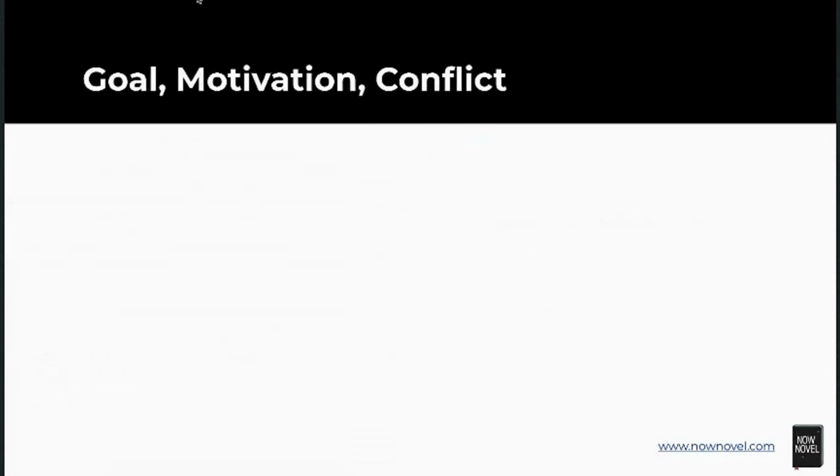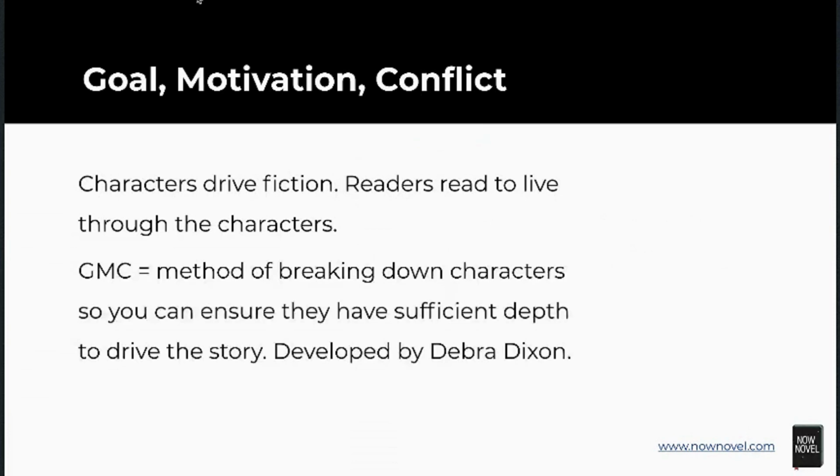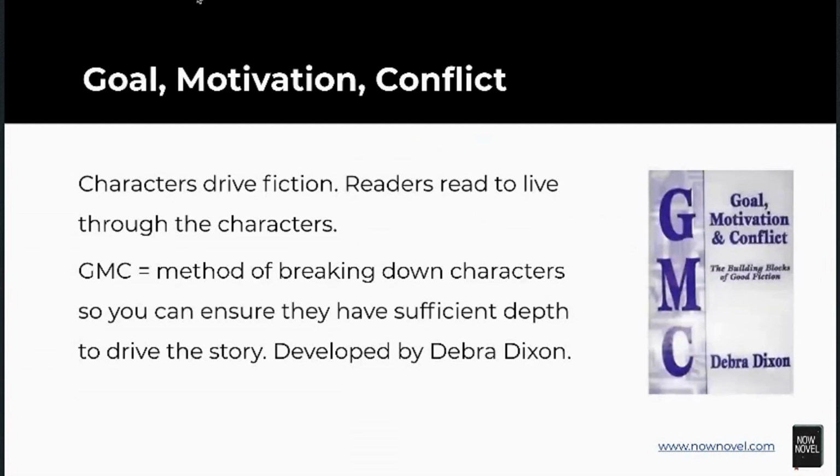So what is goal, motivation, conflict? Well, especially if you've attended past webinars, you'll know that characters drive fiction. Readers read to live through the characters. They experience the story through the characters. So GMC is a method of breaking down characters so that you can ensure that they have sufficient depth to drive the story. It's a method that was developed by Debra Dixon in her book of the same name, Goal, Motivation, and Conflict. And since then, it has become so well used and well known by writers that the term GMC is now pretty universal.